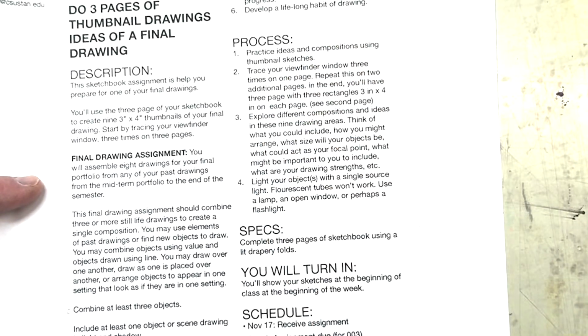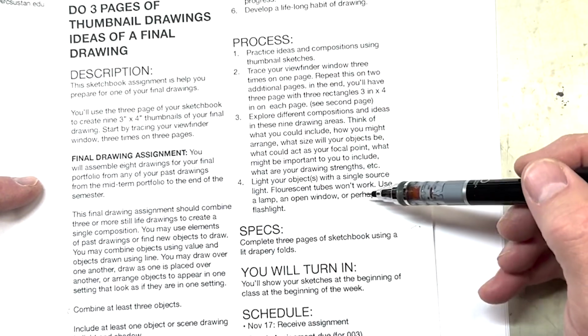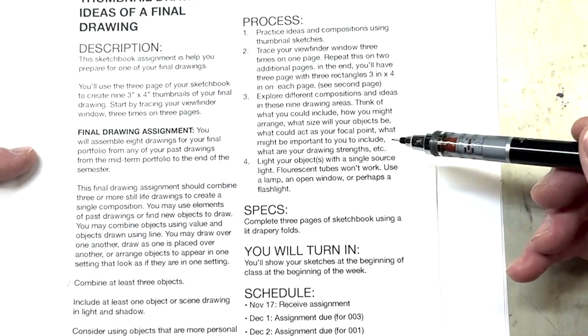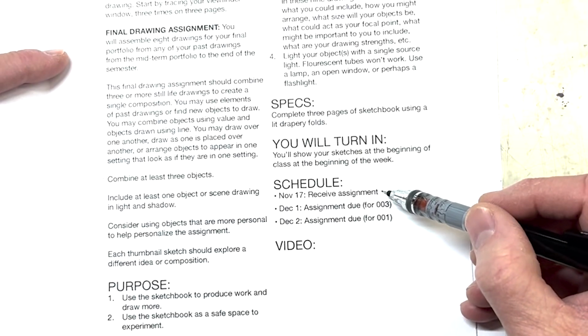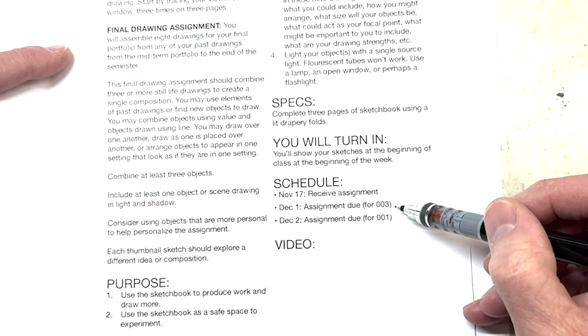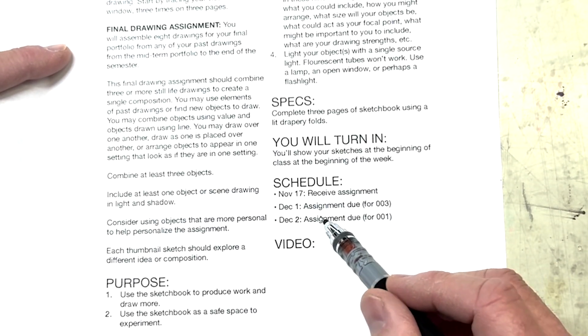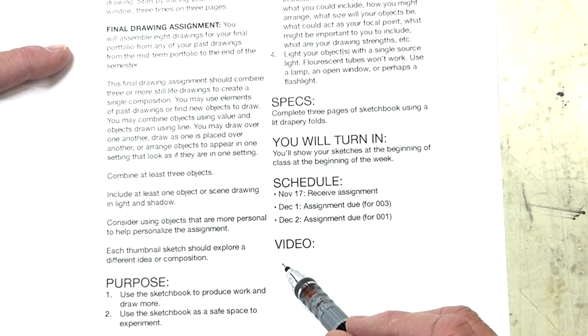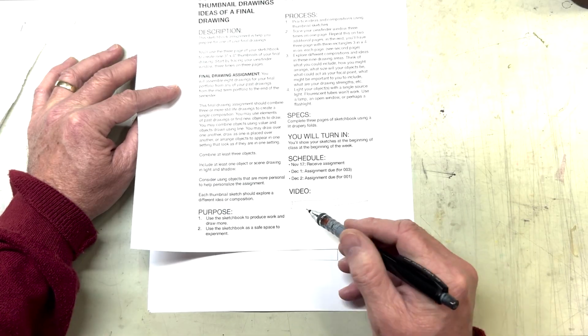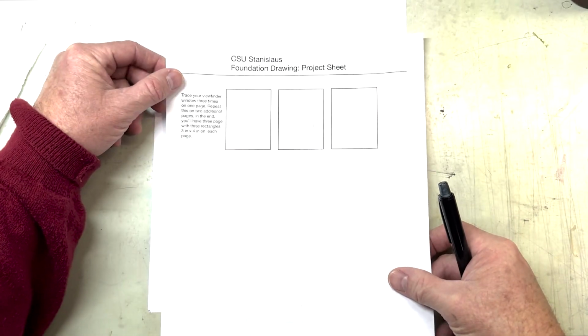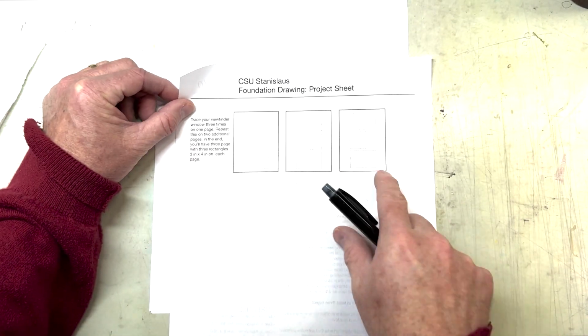And then this is basically just going over your thumbnails. Okay. So I'm assigning this today, November 17th. This is due for 003 December 1st, for 001 December 2nd. And I'll put a link to this video here so you can see that. Here's page 2, which shows the idea of how that should look.